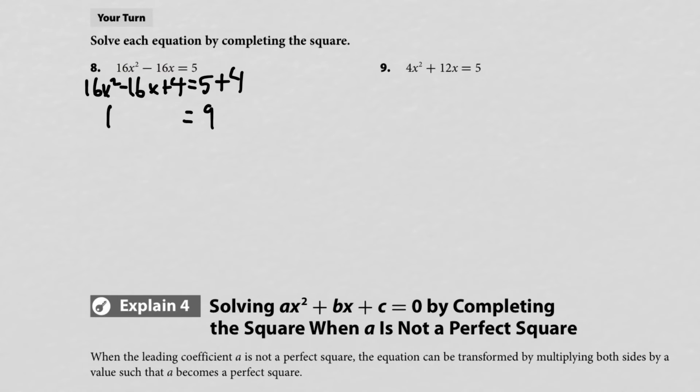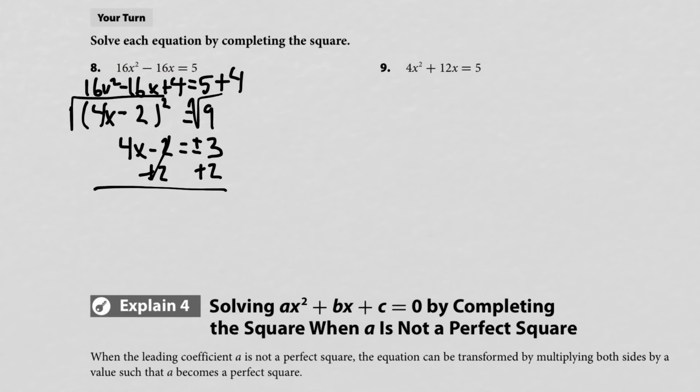On the left side I have a perfect square trinomial. So I always write parentheses squared. Square root of the first term is 4x. Square root of the last term is 2. And the sign in the middle is negative because b is negative. Take the square root of both sides, which is how you're going to eliminate the square. And you get 4x minus 2 equals plus or minus 3. The square root of 9 is 3, but we must include the plus or minus. And two steps left, add 2.